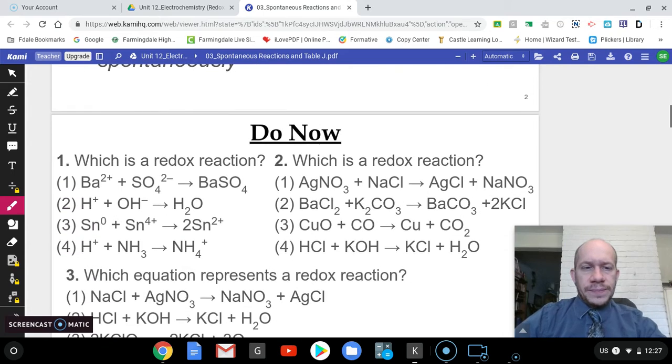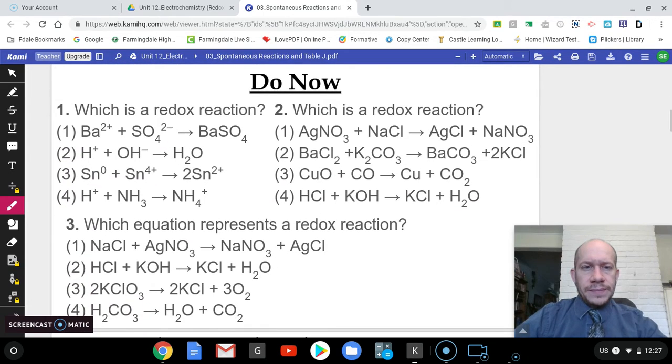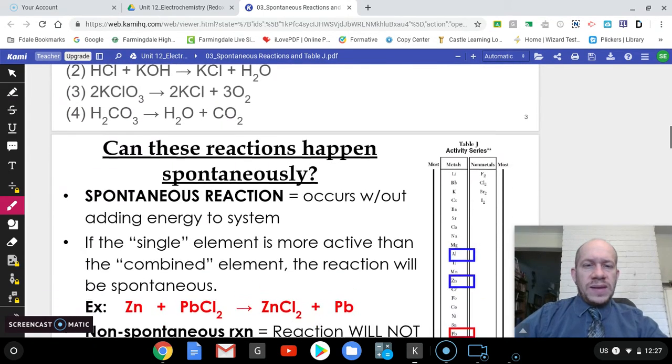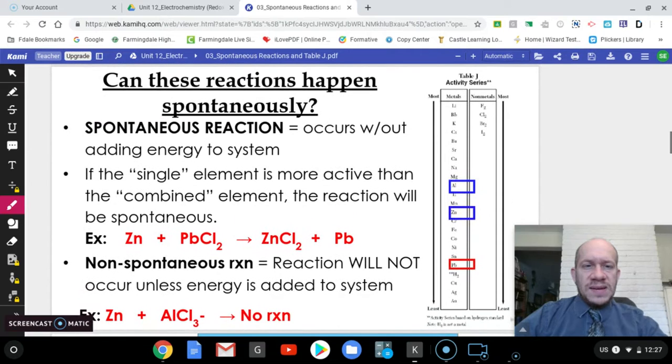Do now. Can these reactions happen spontaneously? The definition of spontaneous is that a reaction will occur without adding energy to the system. So for example, if I have a single replacement reaction, we're going to use Table J to determine the activity of these metals.